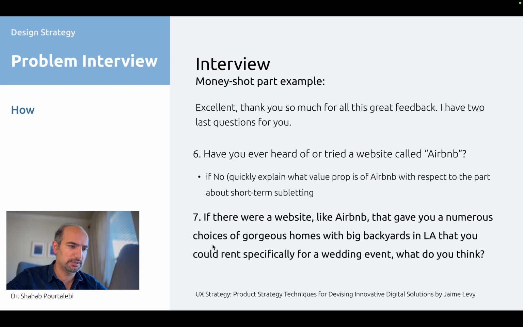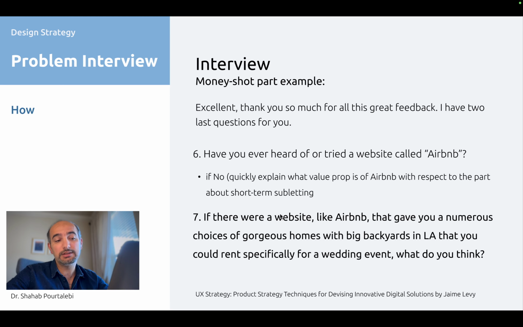Like this question number 7. If there were a website like Airbnb that gave you numerous choices of gorgeous homes with backyards in LA that you could rent specifically for a wedding event, what would you think? This is the money shot question. Actually, this is the value proposition: remove "if there were" from the beginning and remove "what do you think" from the end. That's the value proposition statement.